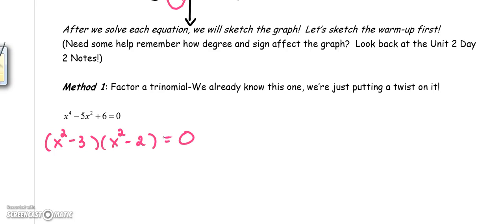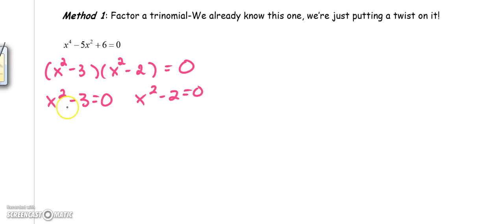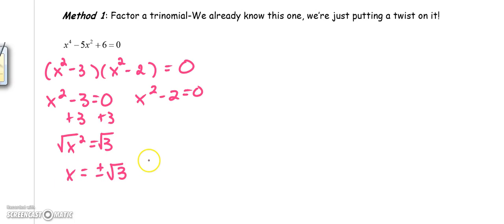Now I can use the zero product property to solve. So I've got x squared minus 3 equals 0, and x squared minus 2 equals 0. Now I can solve each of them. So add 3, we get x squared equals 3, and I can square root both sides. So we get x equals plus or minus √3.